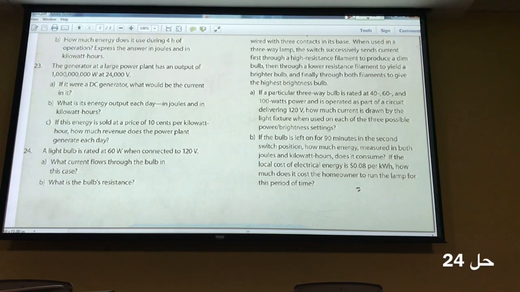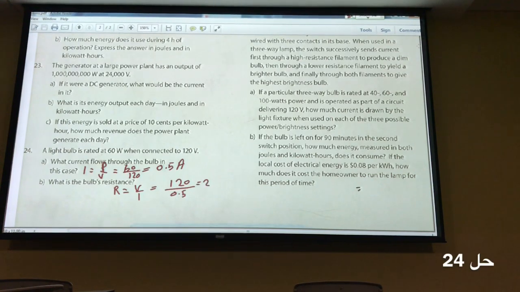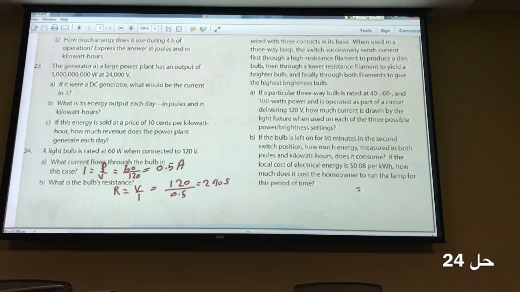Start with A. He wants you to find the current, which equals P over V. He gave you P and V, so it equals 0.5. B. Resistance is V over I. What is V? 120. I is 1.5. So 240 ohms.